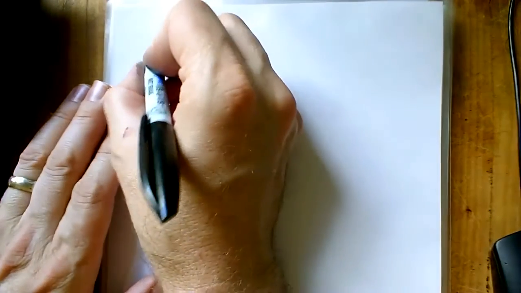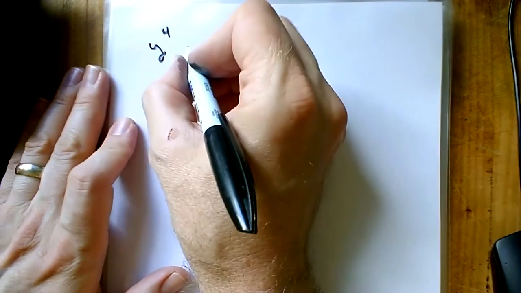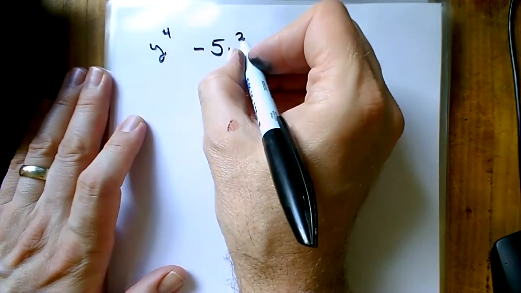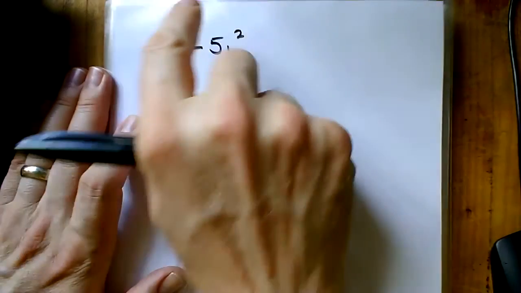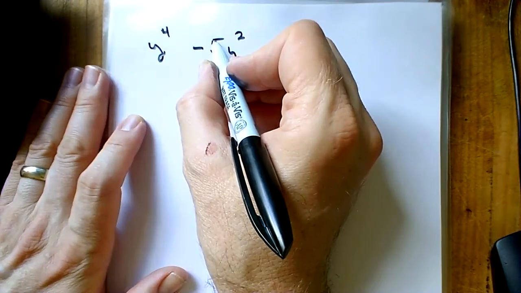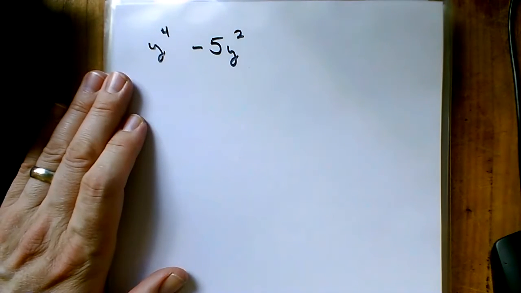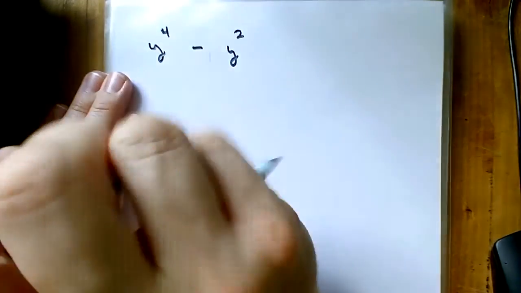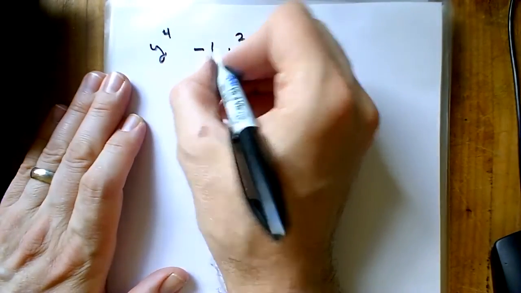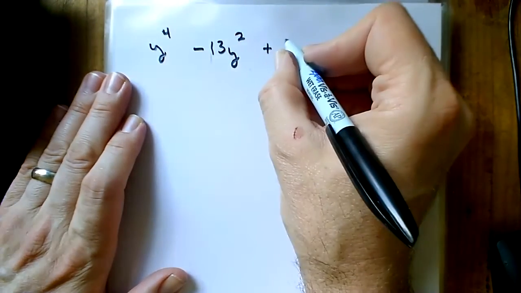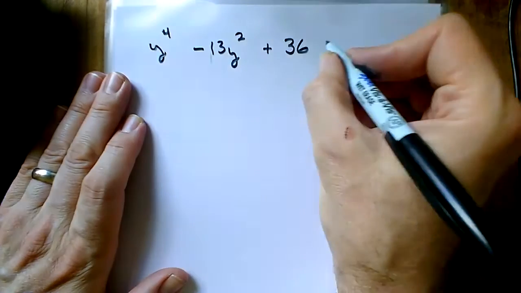Say I've got something like y to the 4th minus 5y squared. Actually, no, apologies. Let's not do minus 5y squared. Let's do minus 13y squared, and then plus 36 is equal to 0.